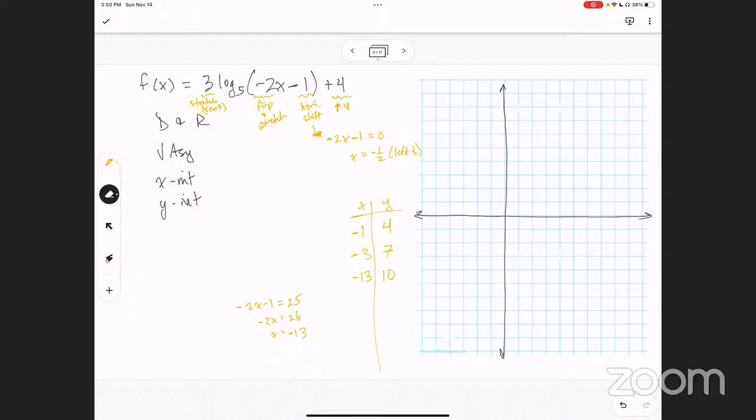And when I plot those points, it's easier for me to see what this shape actually looks like. Here's negative 1, comma 4. Here's negative 3, comma 7. You get what I'm doing? Did I do that right? Negative 3, comma 7. Yeah.